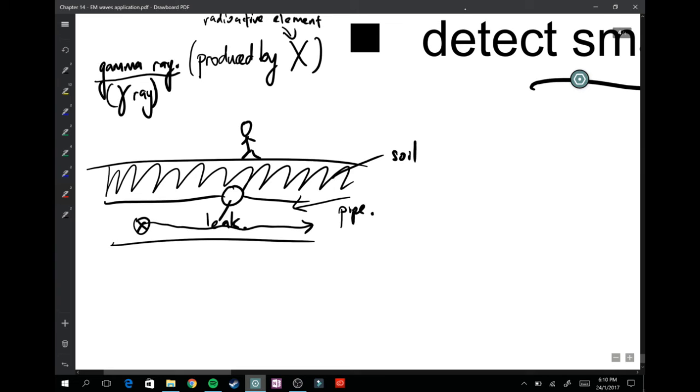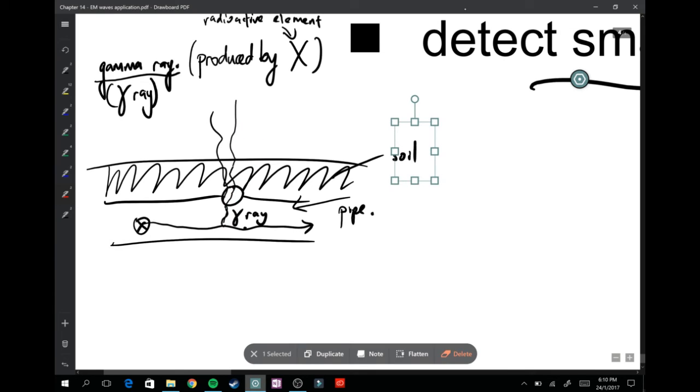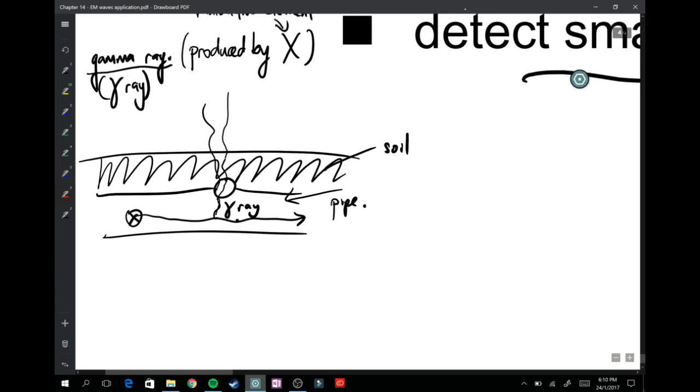When there's a leak, it's going to release gamma ray. This gamma ray will come up to the leak, and because it has high penetrative power, it probably can escape to the ground. What this person does next, by the way, these are weak gamma ray.